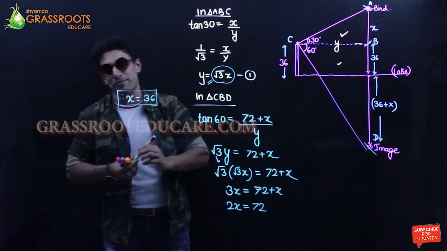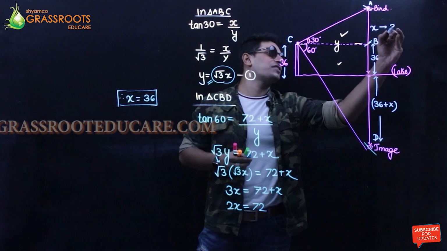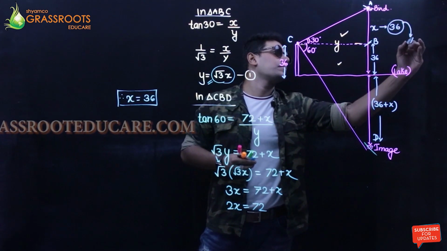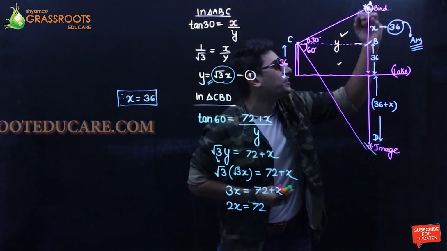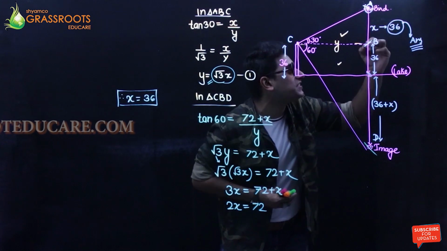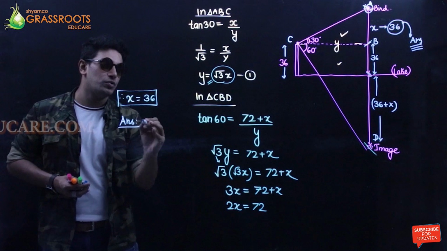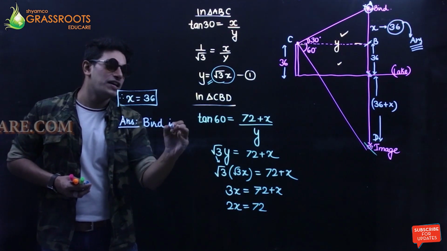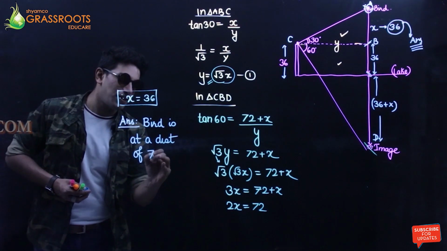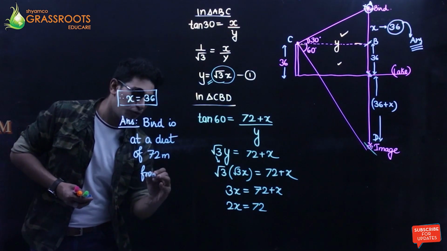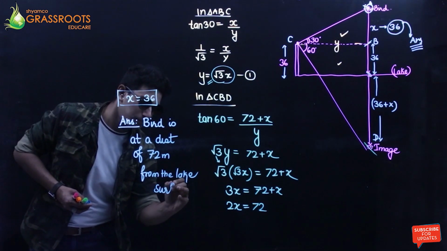So I don't want y. I'm not interested in y. I want x. Check. If I get x as 36, can I say from this point up till the lake, it is 36 plus 36. So the answer should be 72. So therefore, can I say the bird is at a distance of 72 meters from the lake surface, that is surface of the lake.